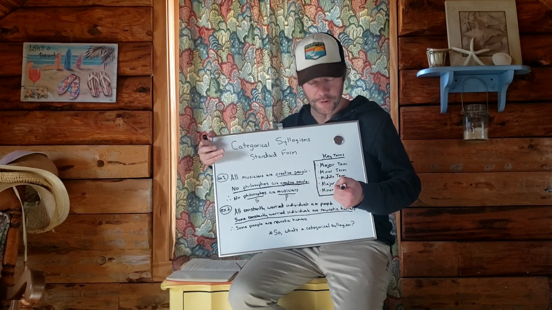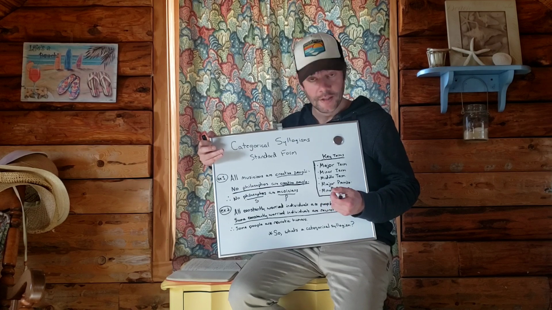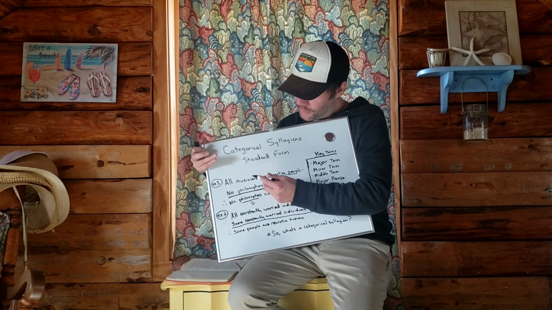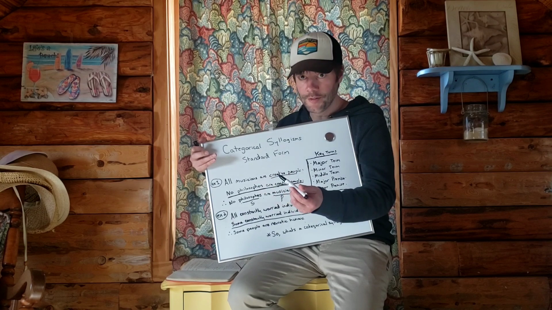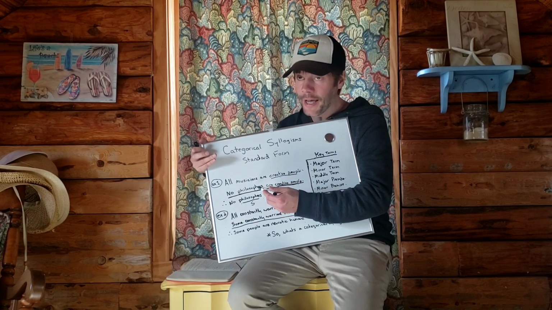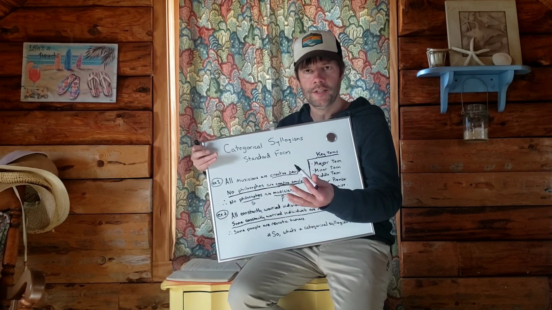The major premise is the premise that has the major term in it. The minor premise is the premise with the minor term. We see here musicians was the major term, so the first premise is the major premise. We see philosophers was the minor term, so the second premise is the minor premise. Just as easy as that.